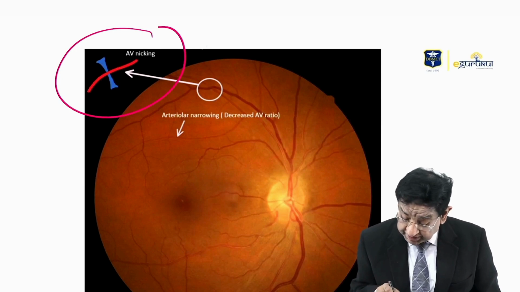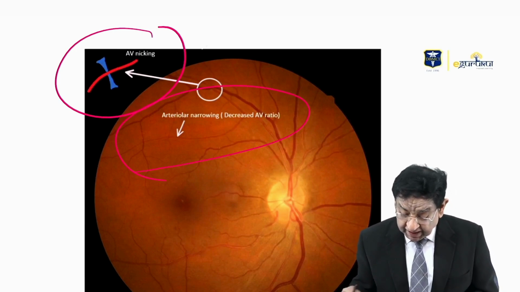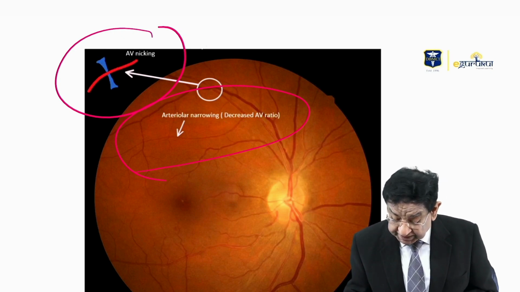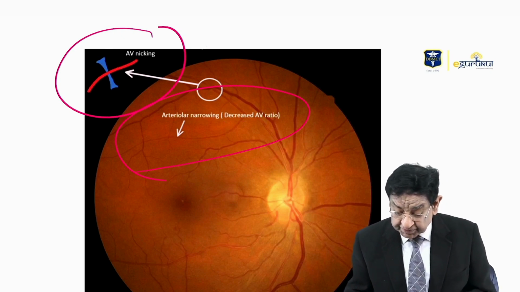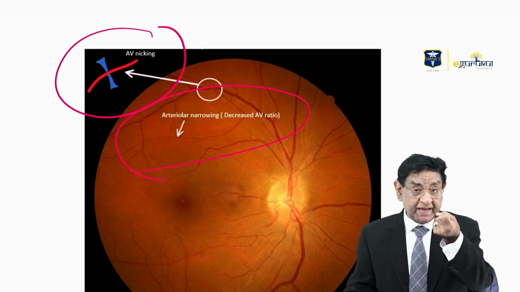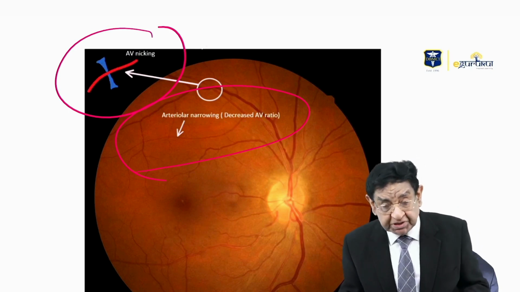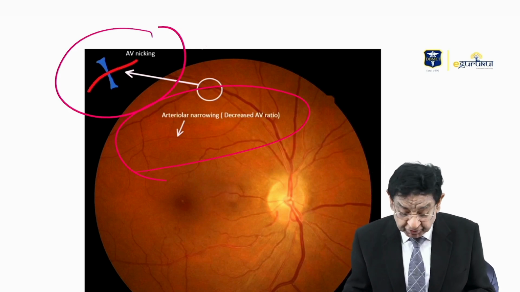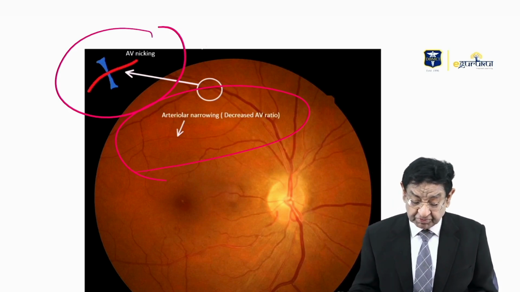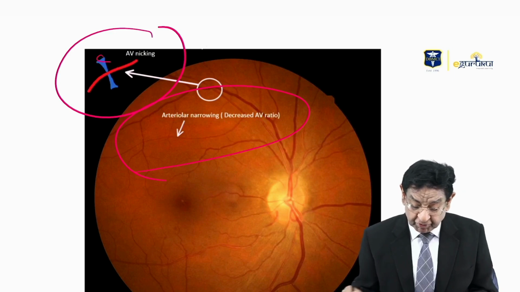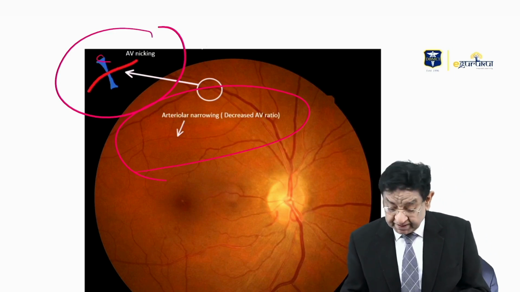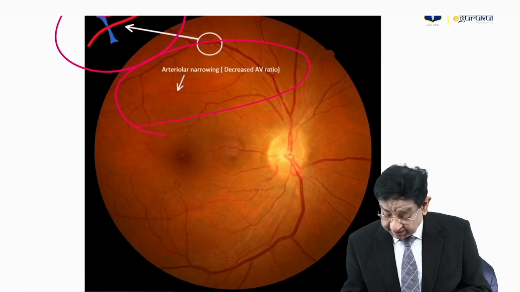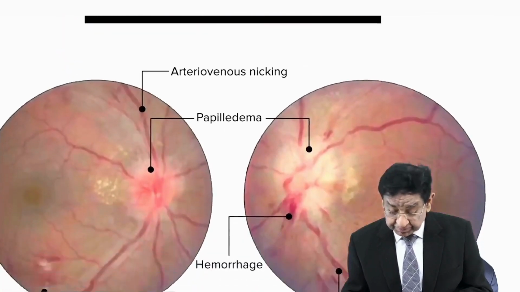Okay. Arterioles are narrow and there is a decreased AV ratio because the arterioles are getting narrowed down. Because of what? With the constriction, they are narrower as compared to the vein. Look into this also. The vein is broad, the arterioles are narrow, so AV nipping is what they classically call it.